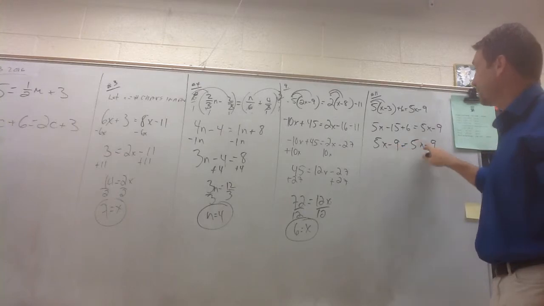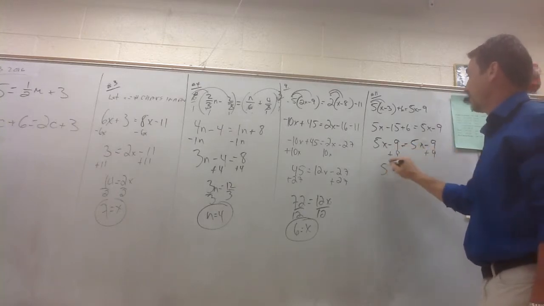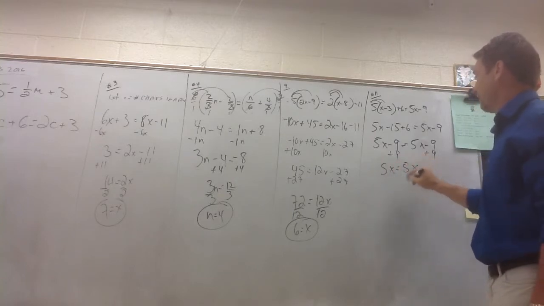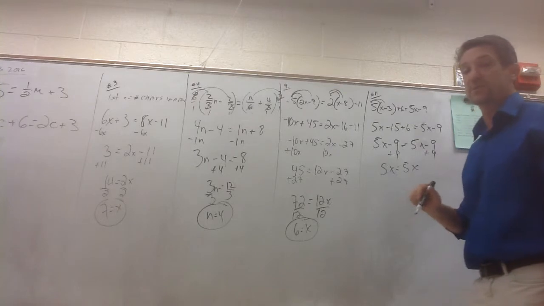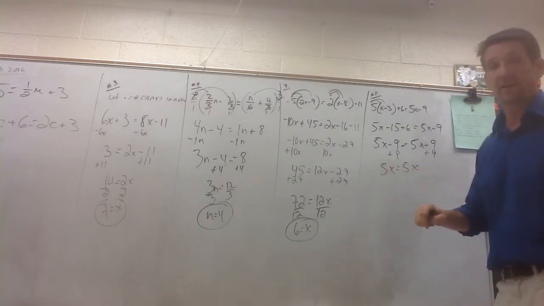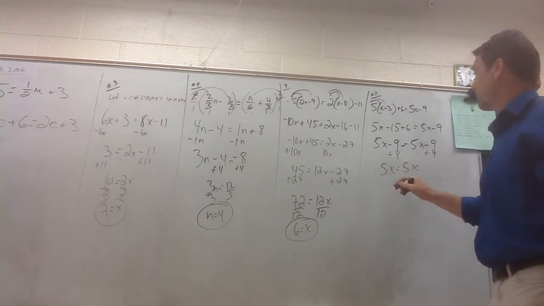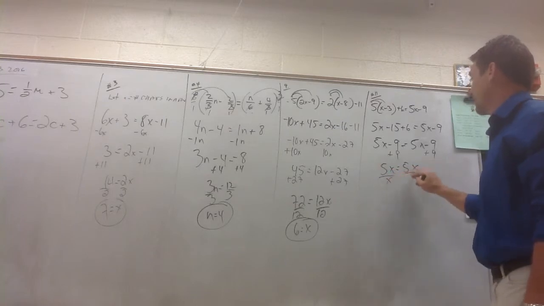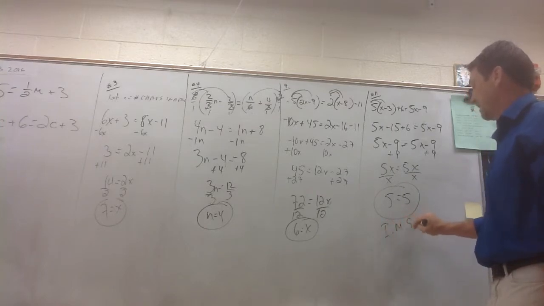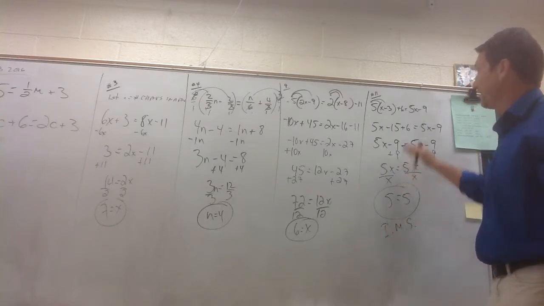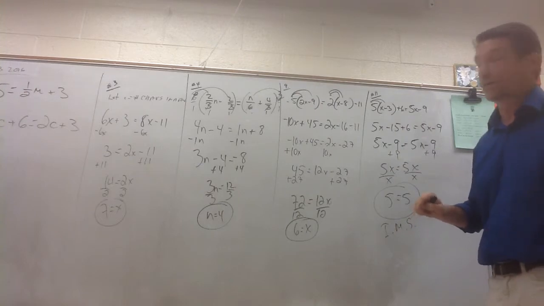However, you can keep simplifying this. We could add 9 to both sides. That leaves me with 5x equals 5x. Again, anytime you have the same thing on both sides of an equal sign, it's an identity, infinitely many solutions. But if you want to, we could divide both sides by x. Give us 5 equals 5. And again, that is infinitely many solutions. Any value of x would make that equation true.